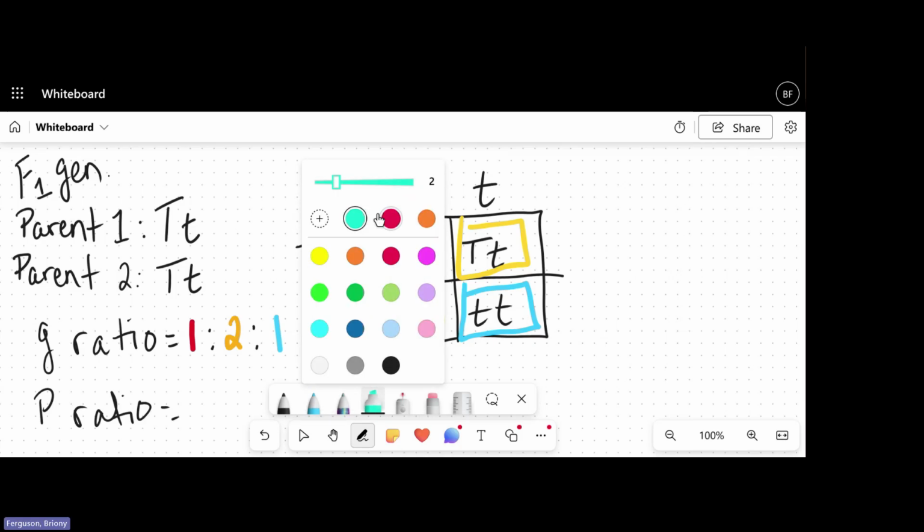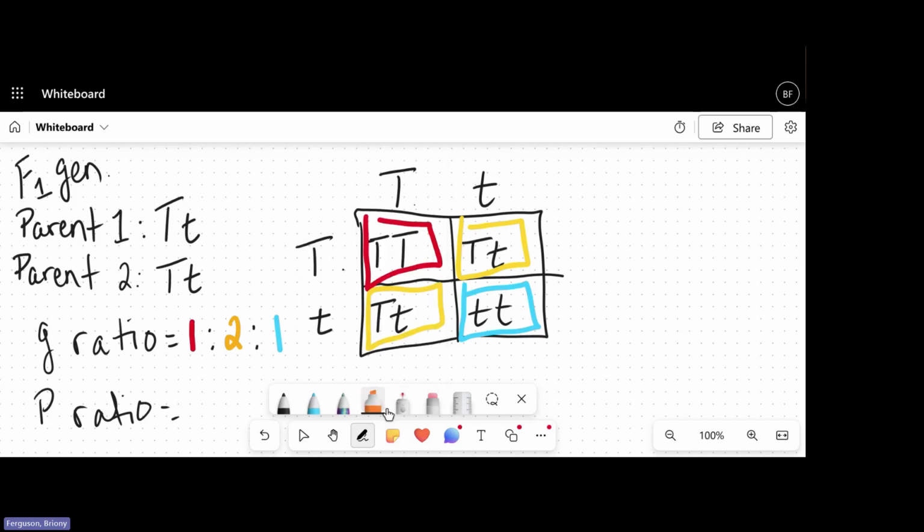Now, our P ratios, this is where people tend to get a little bit confused. Obviously, we have 3 different genotypes in total. But for our P ratios, we only care about what we can physically see. We don't actually care about the genetic makeup. If we refer back to the lecture, this TT, this homozygous dominant, is going to code for tall. But this heterozygous, because the dominant allele overtakes the recessive lowercase t, is also going to code for tall.